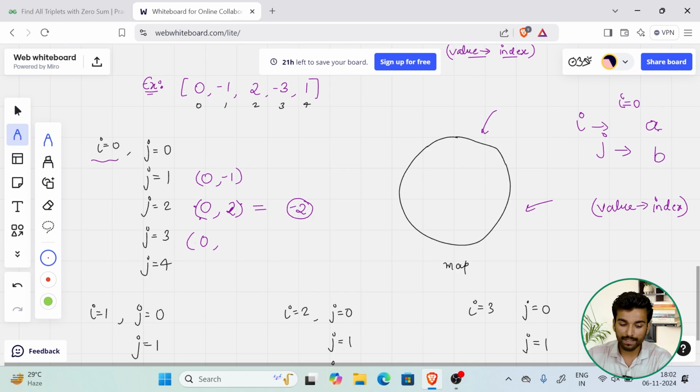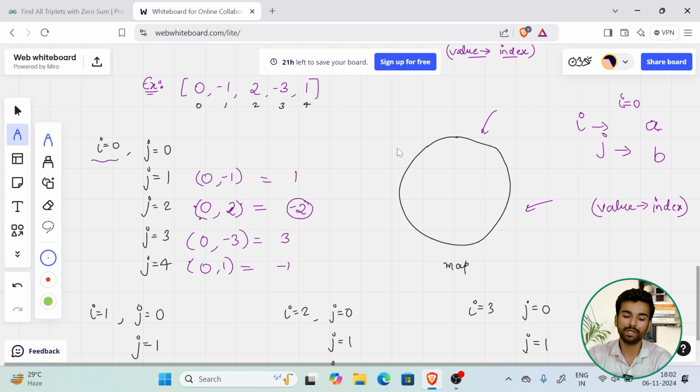So the next index is 3. So that's why 0 and 3. What will be the sum? So the sum will be 3, and I will add a minus sign, so it will become minus 3. Okay. Here we can clearly see that minus 3 is also not present. So move to the next index, that is 4. So 0 comma 1. So the sum will be 1, and I will add a minus sign. That will become minus 1. So minus 1 is also not present in my map.